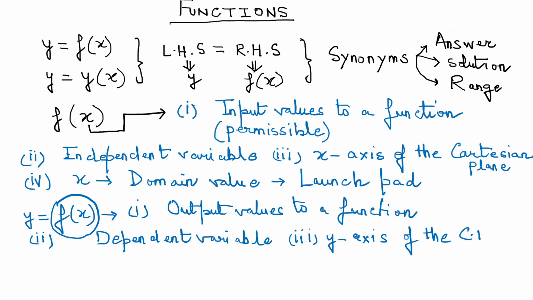So I am abbreviating it, and CP here refers to Cartesian plane, which is a real xy plane. Fourth, analogously, y is nothing but the range, the set of range values. That means this is the destination point. It defines the destination.